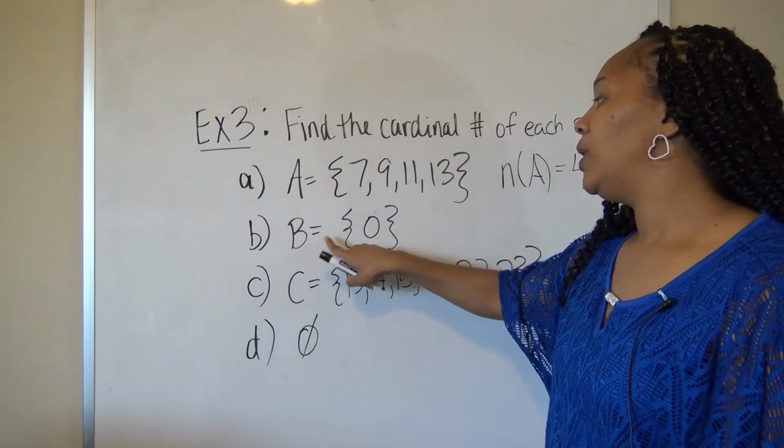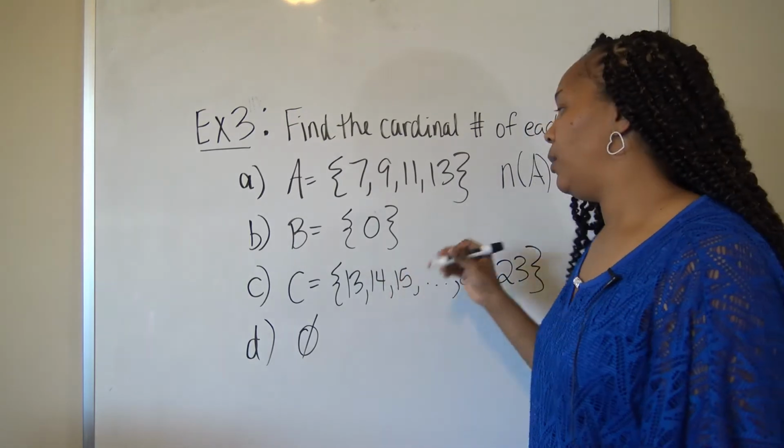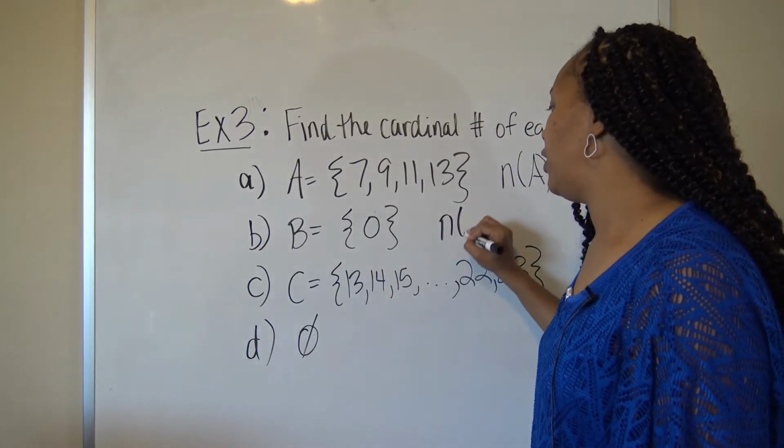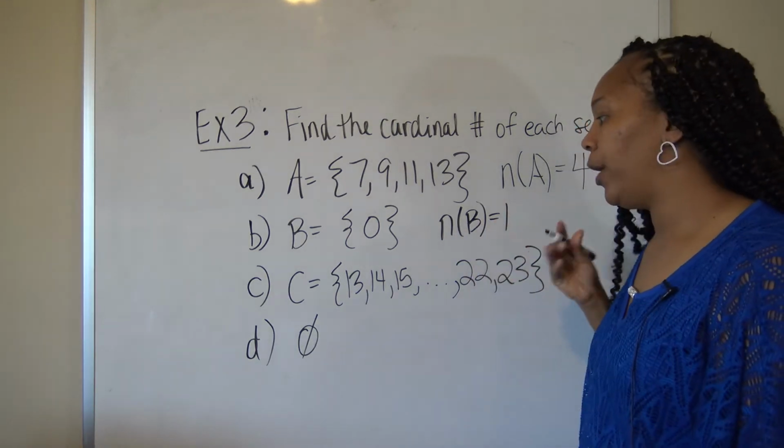Alrighty. So now when we look at B, B only has 0 in it. So B has 1 element in it. So we will say the cardinality of B is 1, or we write N of B equal 1.